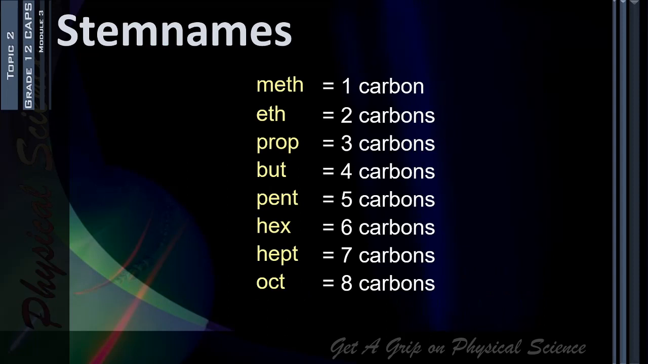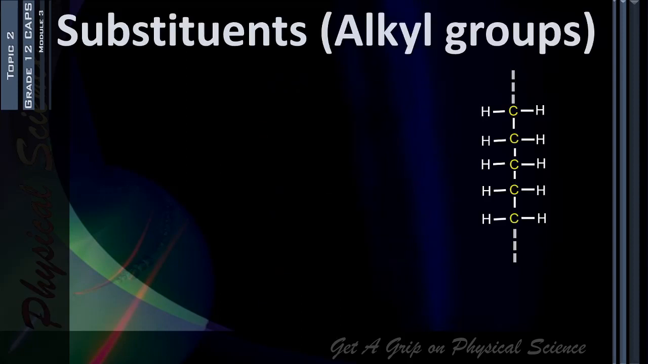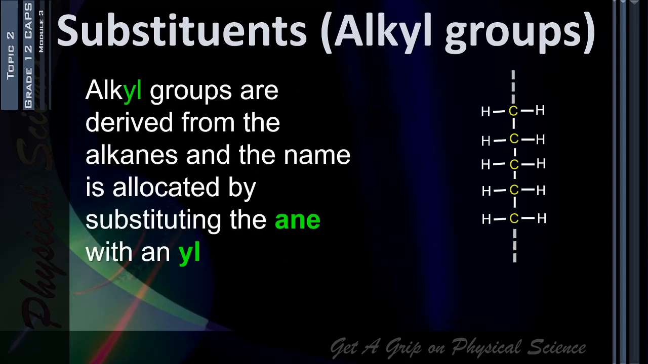We use the same stem names in the naming of the substituents and also all the other homologous series. Substituents or alkyl groups are the branches on a carbon chain. We use the same stem names to tell us the amount of carbons in the branch, and we use YL instead of ANE to tell us that this is an alkyl group. On the right hand side, I have a carbon chain with any amount of carbons. You can see that it continues up and down. And on this carbon chain, a substituent or a branch may look like this.